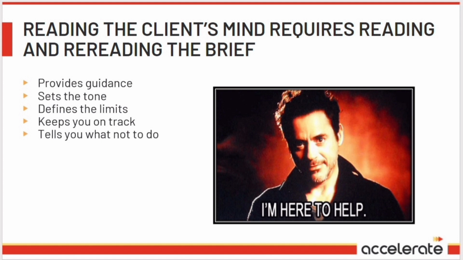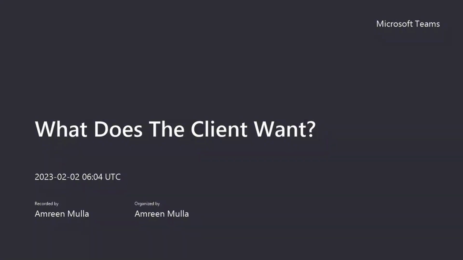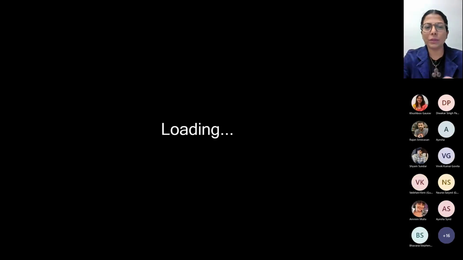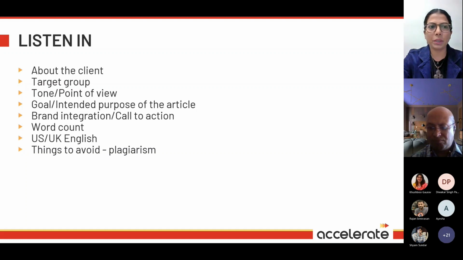All right, so how can you really read what's on the client's mind? Now, these are the typical elements of a brief that you will see. There will be information about the client, the target group, the tone and the point of view. The goal or intended purpose of the article will be clearly stated. There will be information on whether brand integration is required, what kind of call to action one needs to include, what the word count will be, what kind of English to use, and most importantly, it will tell you to avoid plagiarism.